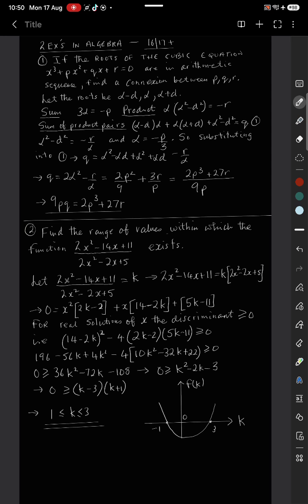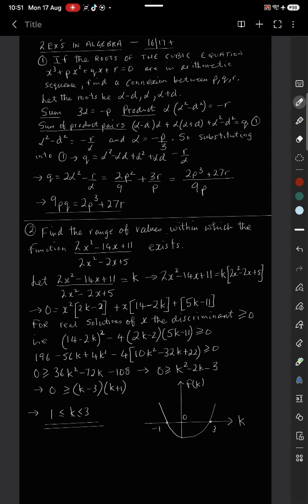And then for real solutions of x, the discriminant of that equation has to be equal to or greater than 0. In other words, 14 minus 2k all squared minus 4 times 2k minus 2 times 5k minus 11 has to be equal to or greater than 0. Then multiplying out, we get 196 minus 56k plus 4k squared minus 4 into 10k squared minus 32k plus 22 is equal to or greater than 0.